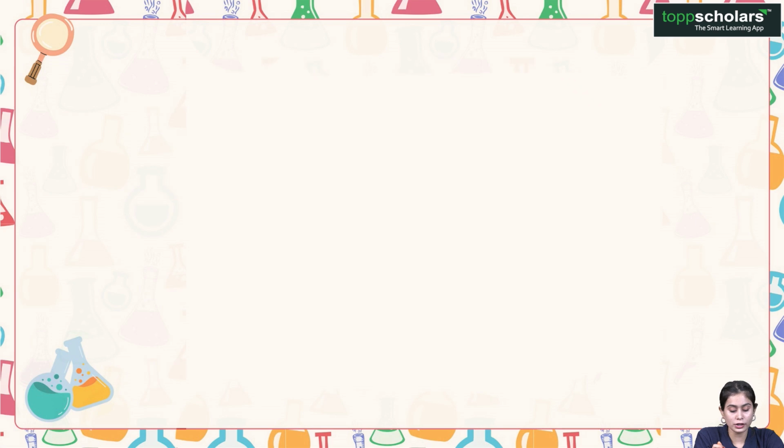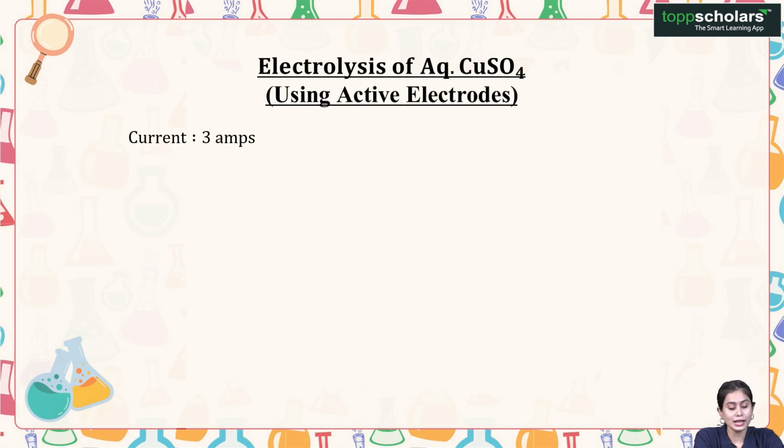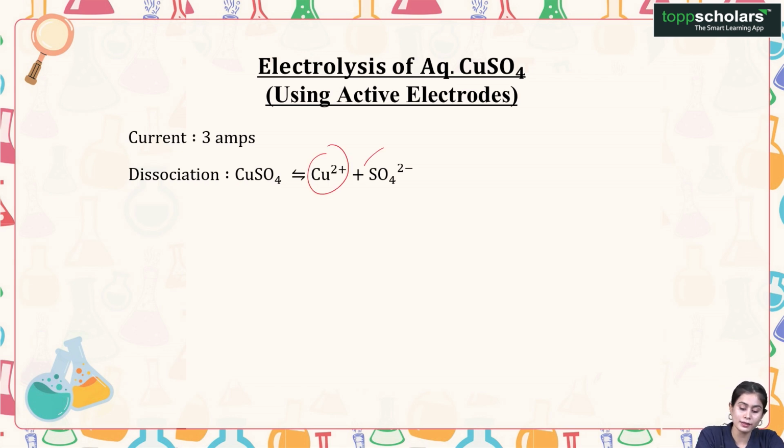Okay, temperature, ordinary temperature. Let's see the reaction. Current is 3 ampere. Dissociation is important. Copper sulfate will dissociate to form Cu2+ and SO4 2-. See the ions that it forms. H2O will form what? H+ and OH-. This much is understood?